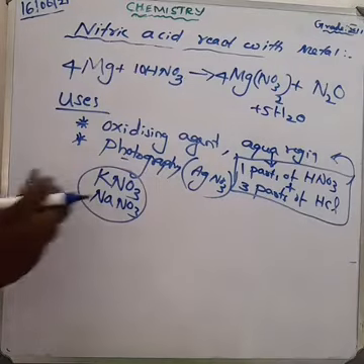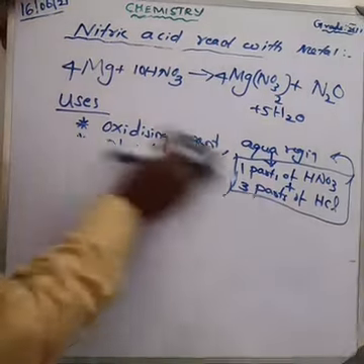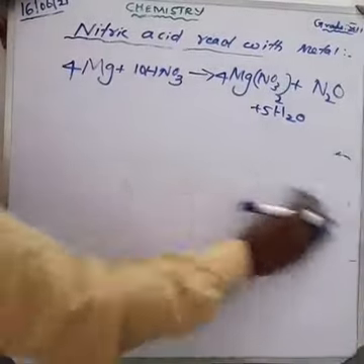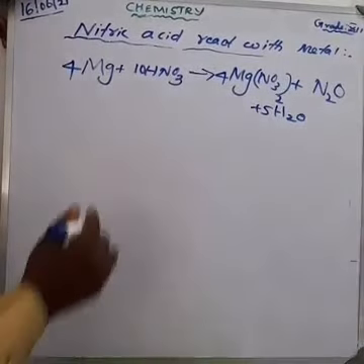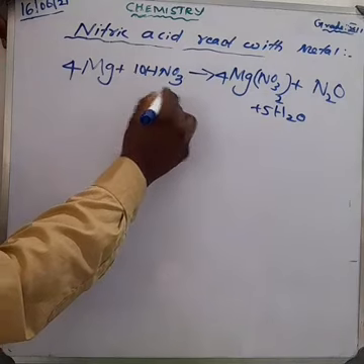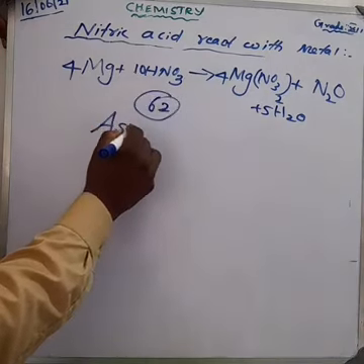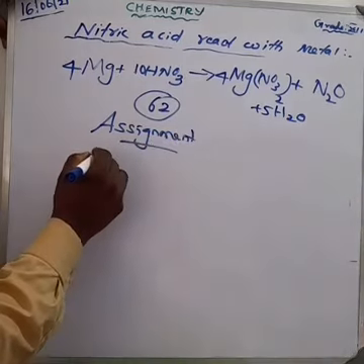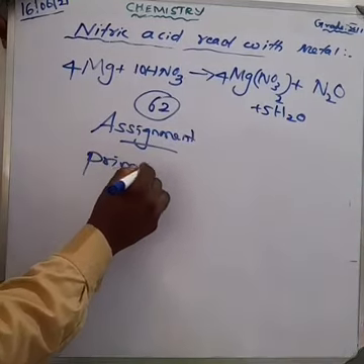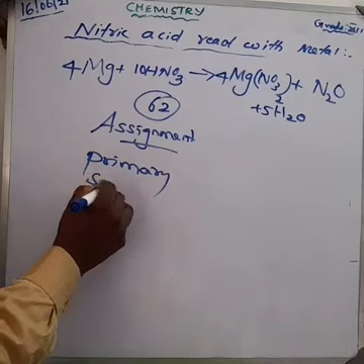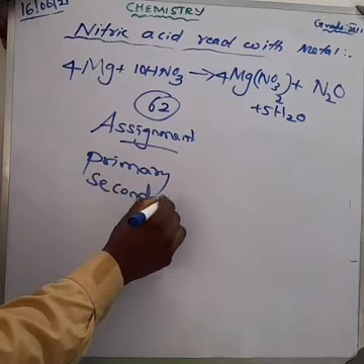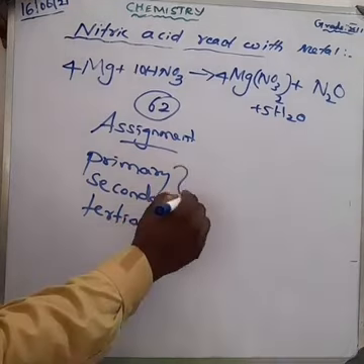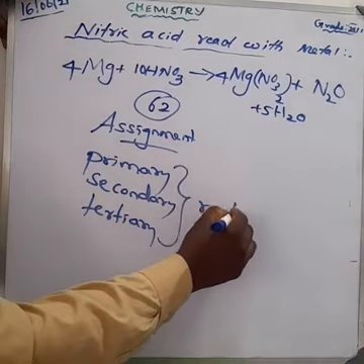So, I am giving one assignment. It's page number 62. Don't forget that, page number 62. Primary reaction, secondary reaction, tertiary reaction. I think this is one of the 5-mark questions. Please try to learn at least the equations thoroughly.